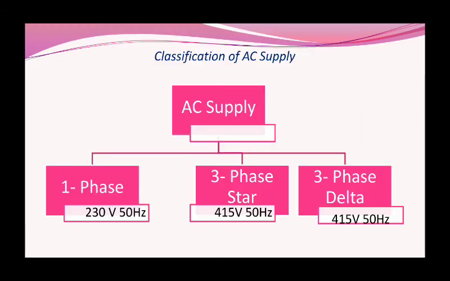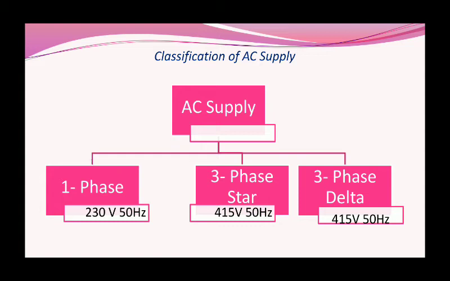So there are only two supplies. One is single phase and another is three phase. As you can see, there is only single phase with no subtypes, but in three phase there are two subtypes, that is three phase star and three phase delta. What these are, I will explain ahead.